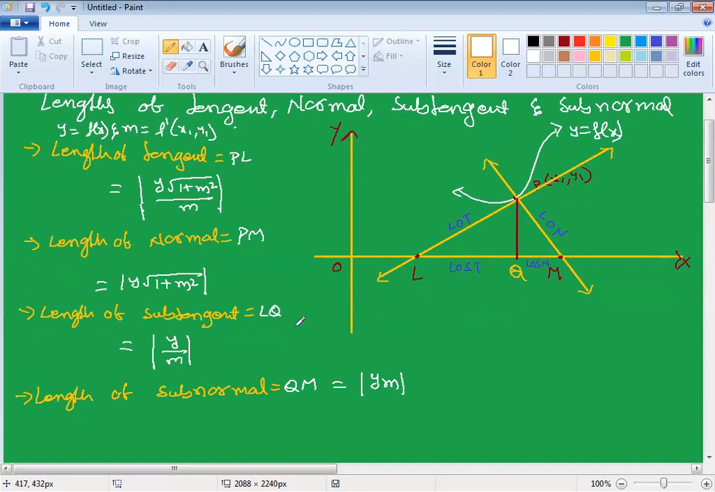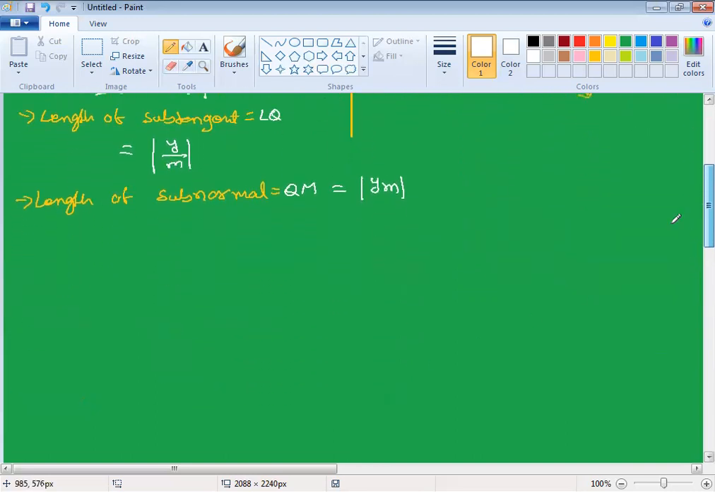For all the lengths we need to write mod. Why? Because length should be positive. If you get a negative value also, you can write it as positive. That's why I am writing all the lengths in mod form. Now see here, I will give you an example for lengths.